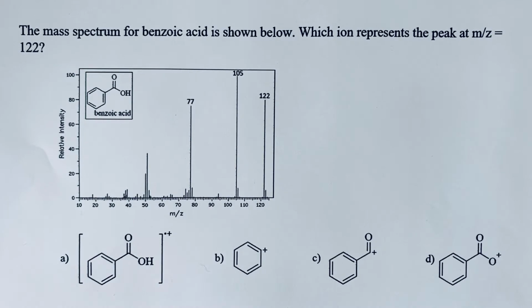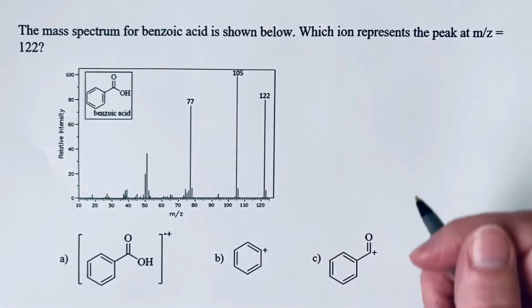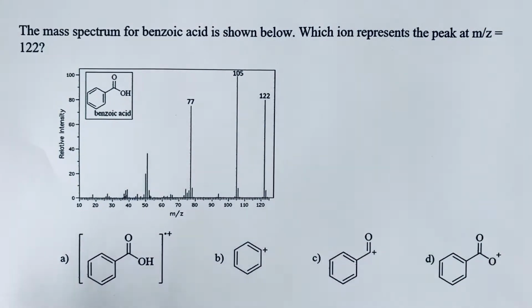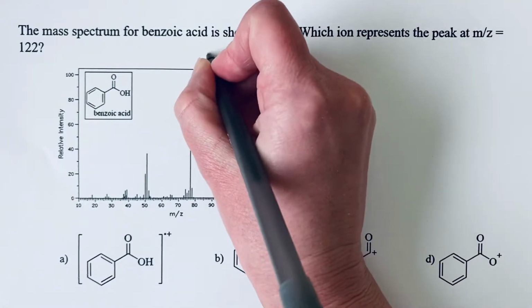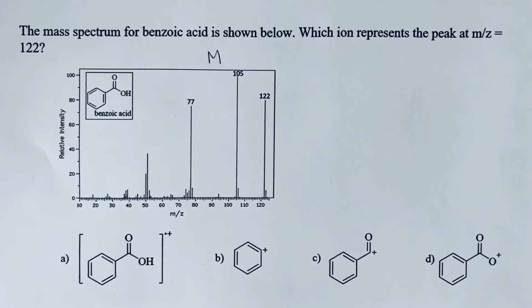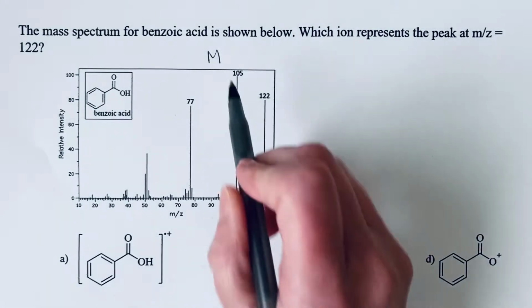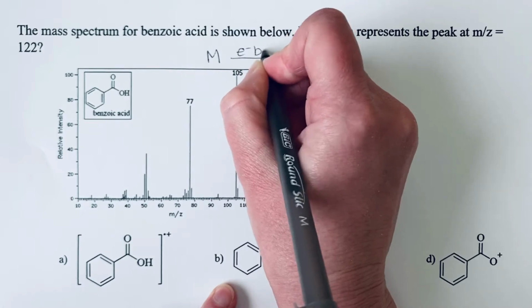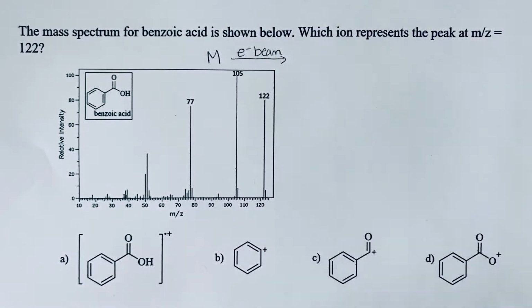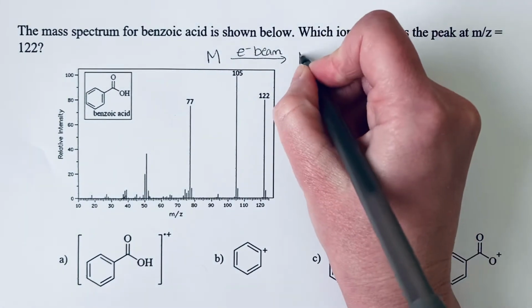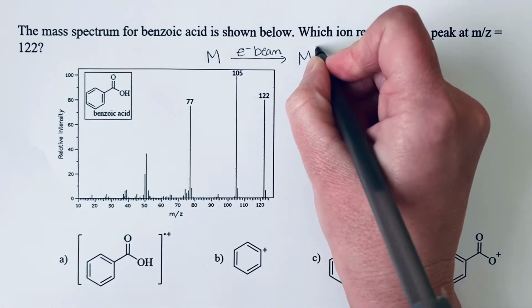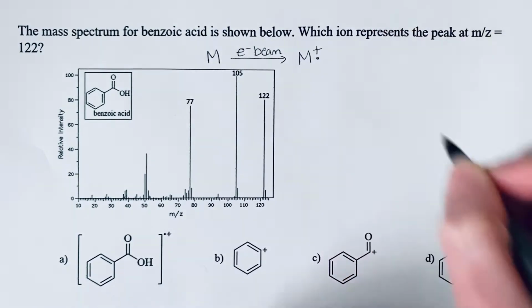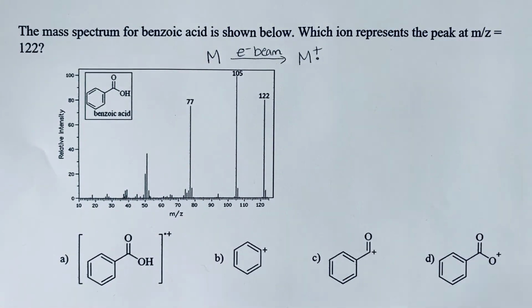So if we're looking at a mass spectrum, we should first review what's going on inside the mass spectrometer. In an electron ionization mass spec, you have a molecule, which we'll represent by M, and it's going to be bombarded by a beam of high energy electrons. This knocks just one electron off of your molecule, which results in a molecule that has a positive charge and a lone electron. It also frees that electron, which we're not going to see.